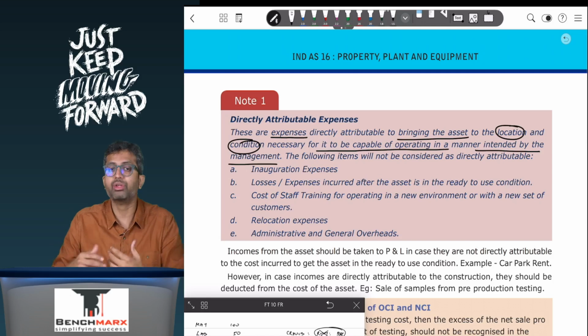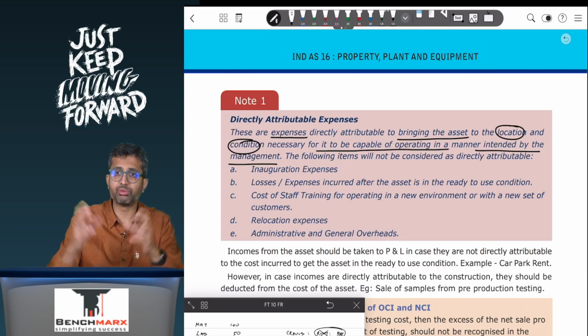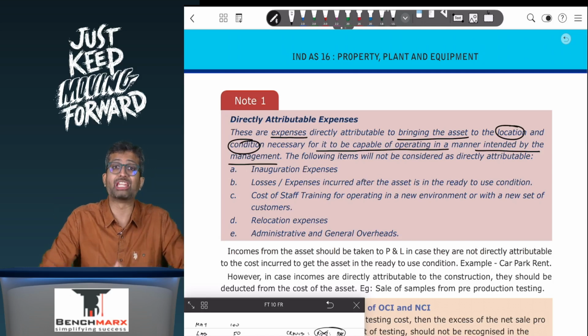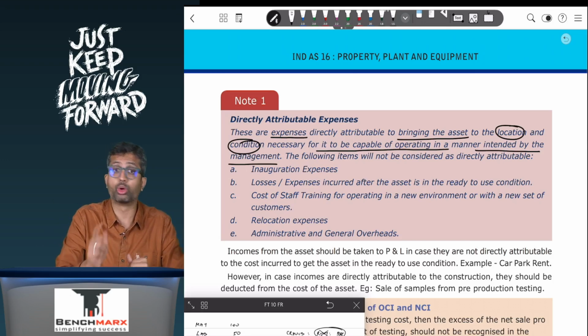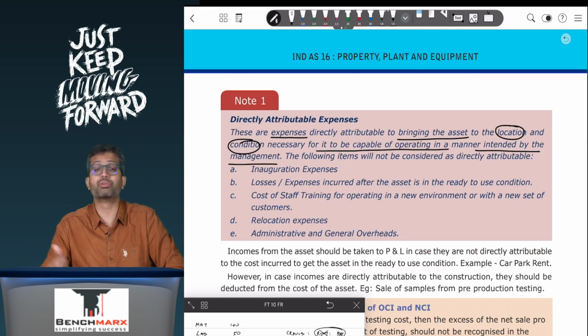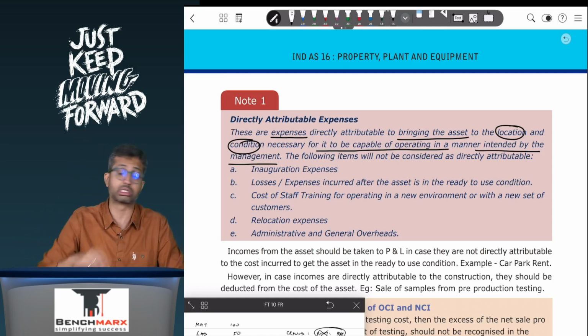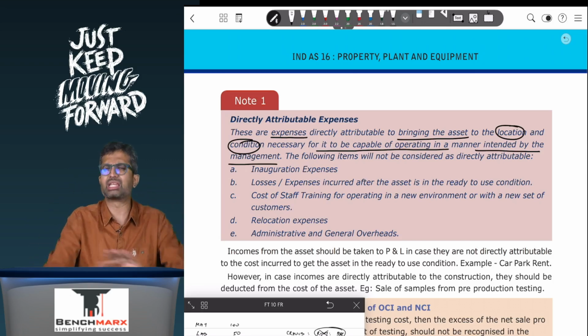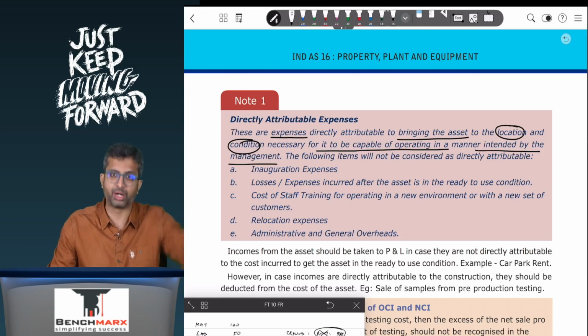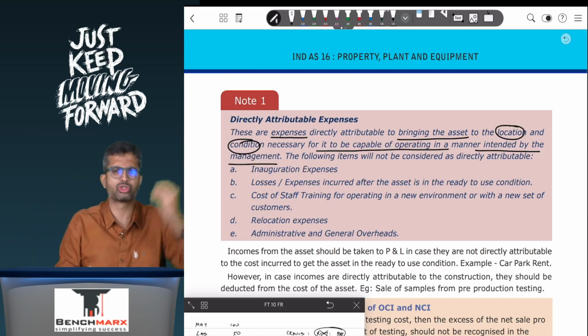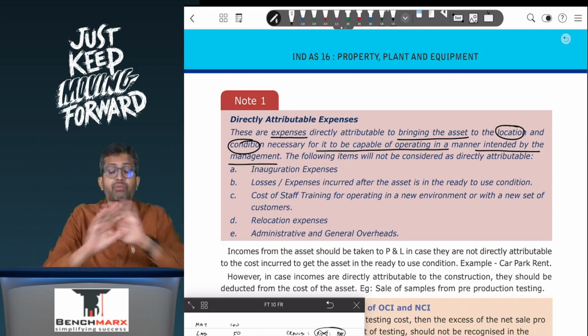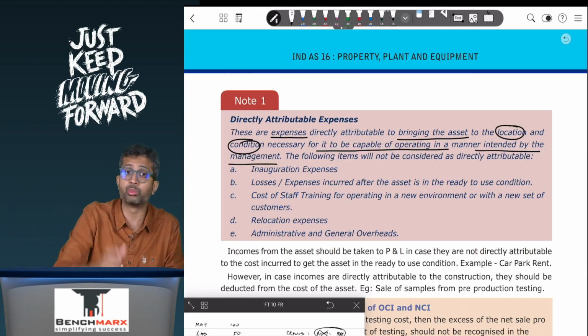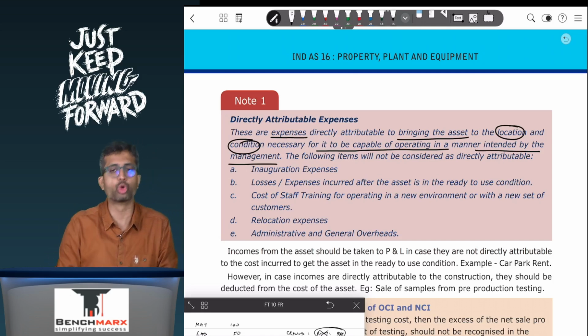Another example is, we are of a very religious bent. We say that we will call a Pandit, do some Bhumi Pujan and then start construction. We will say that if the Pandit does not come and does not do Bhumi Pujan, construction cannot start. So we have done an inauguration ceremony to start construction. Ind AS says any kind of inauguration expenses, whether a Pandit does inauguration or Rajnikant or Deepika Padukone does inauguration, are not directly attributable to construction of the asset, and hence they will go to the P&L account only.